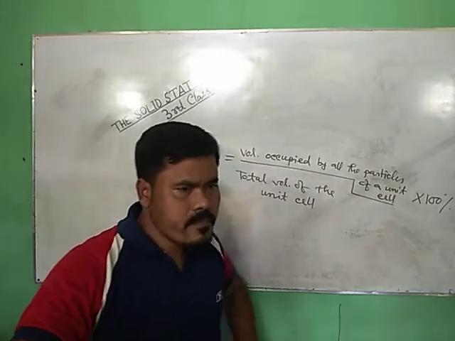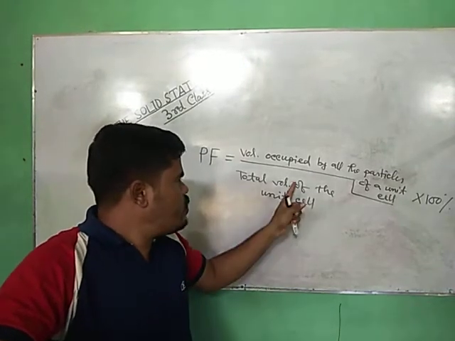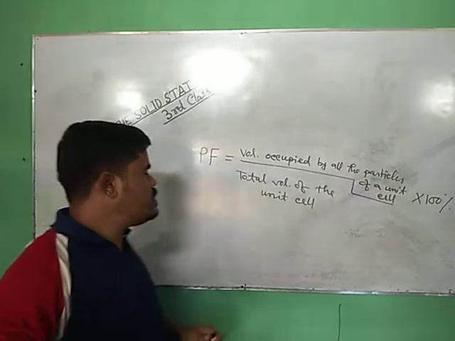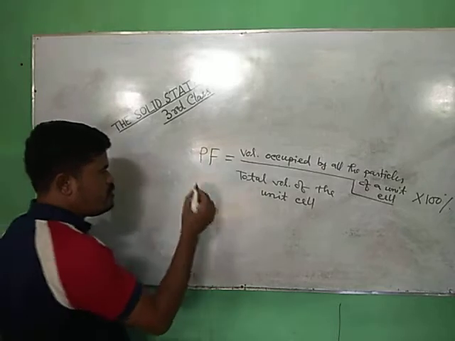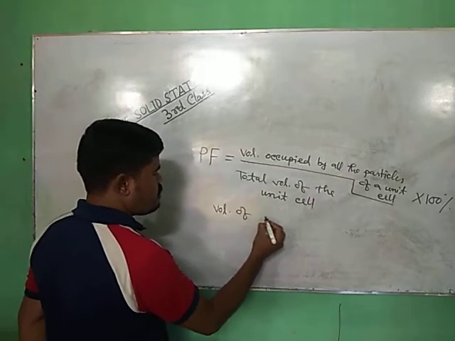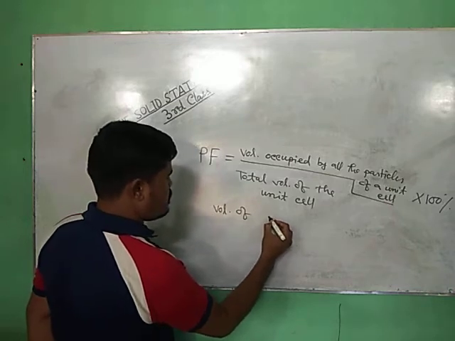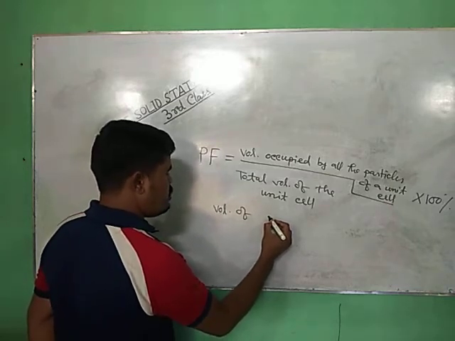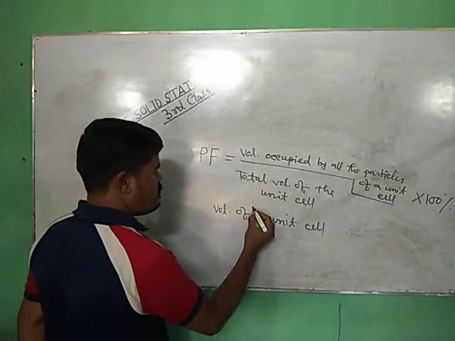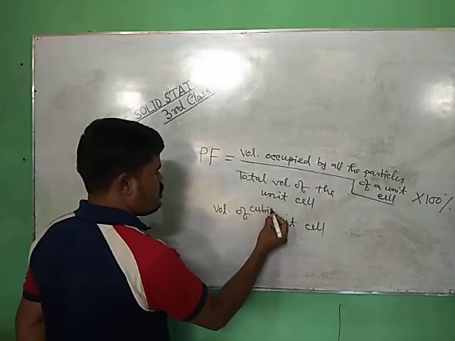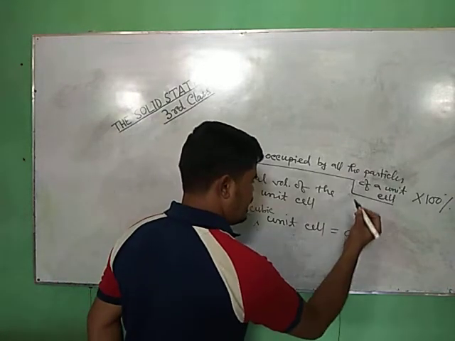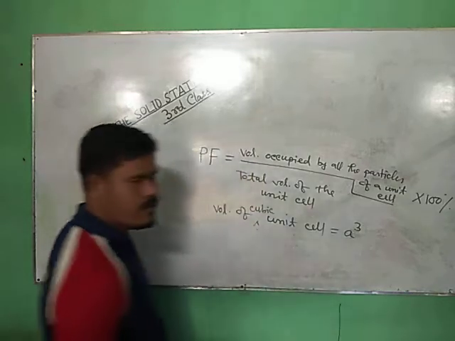Say we can modify this. What happens if you consider a cubic crystalline solid? Then the volume will be what? Volume of the cubic unit cell. If the side length is a, then the volume will be a cube.